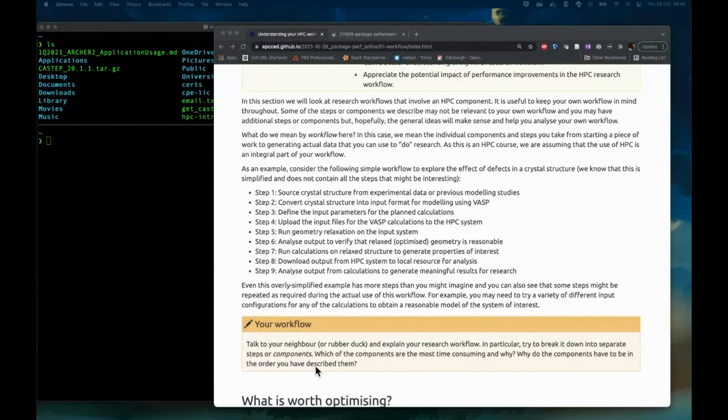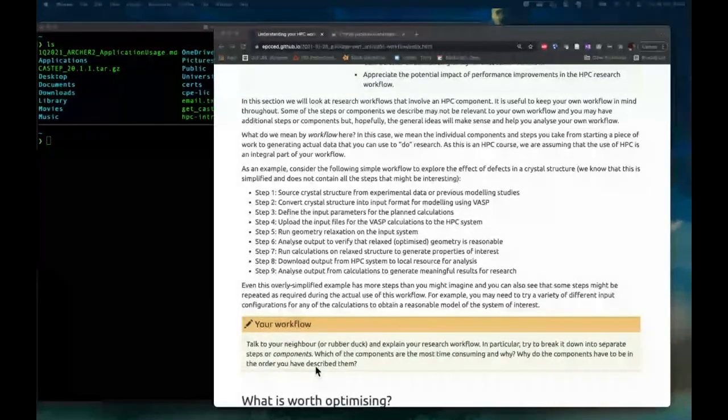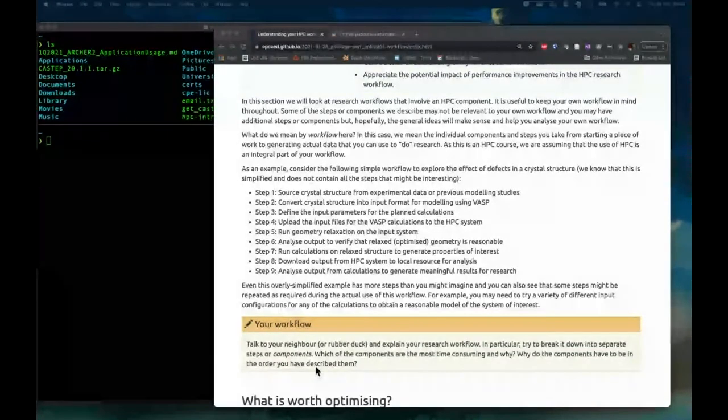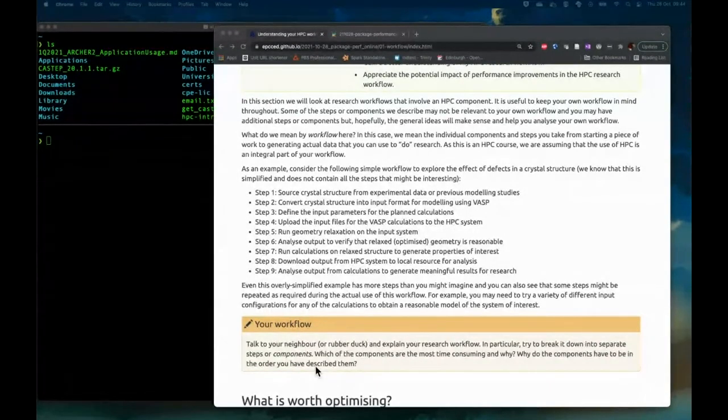Define those input parameters for the final calculations, upload the input files to the HPC system, run the actual job on the HPC system, run the actual geometry relaxation, analyze the output to verify that the relaxed or optimized geometry is reasonable, run some calculations on that relaxed structure to generate some properties of interest or theoretical properties of interest, download the output from the HPC system to a local resource for analysis, and then analyze the output from the calculations to generate meaningful results, which go into a research paper or a thesis, or however you end up sharing and publicizing your research.